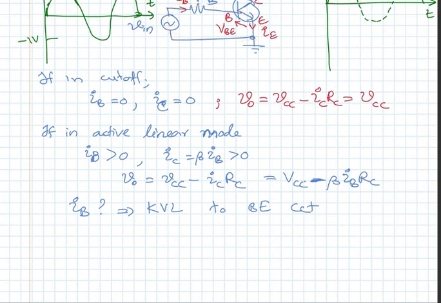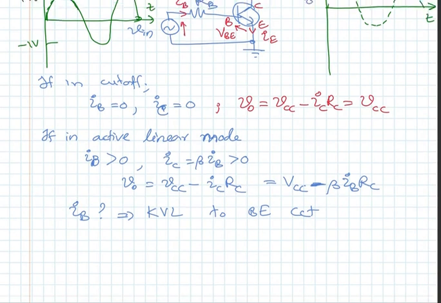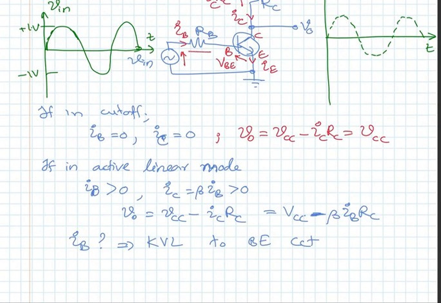So in order to find that, we know we have voltages here: V in, a voltage drop across the base resistor RB, and VBE. So we can write Kirchhoff's voltage law. V in is equal to IB RB plus VBE. That is actually 0.7.